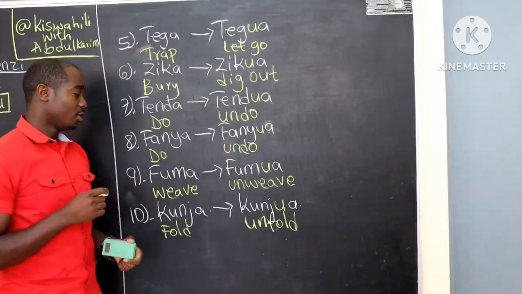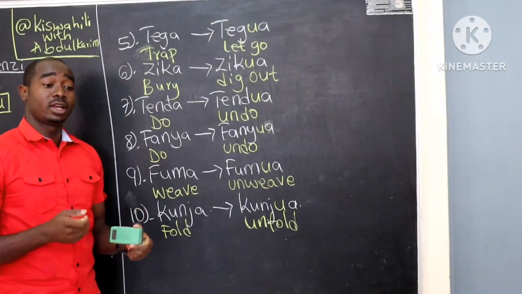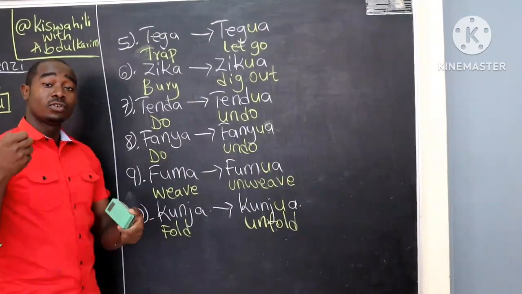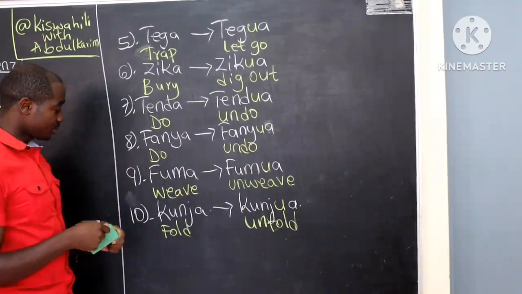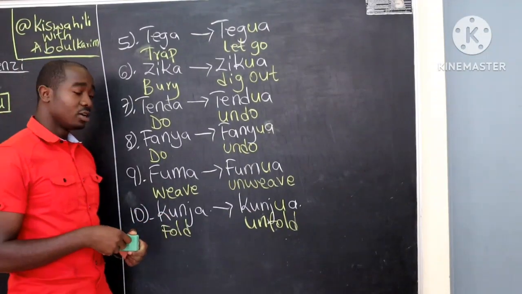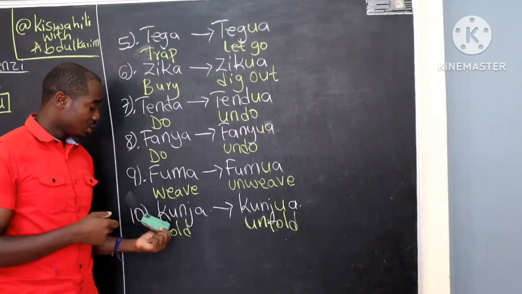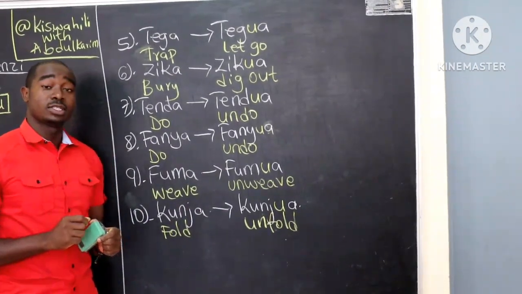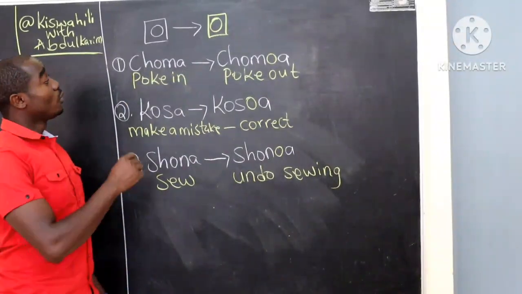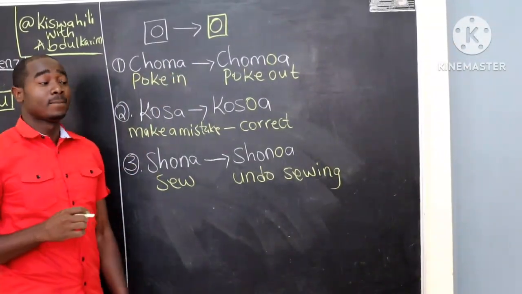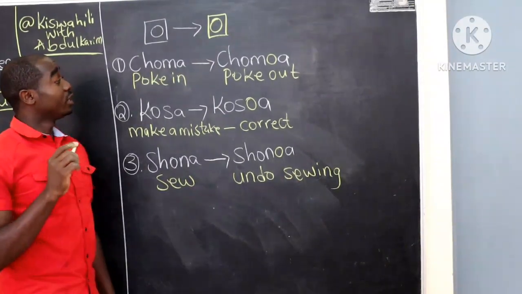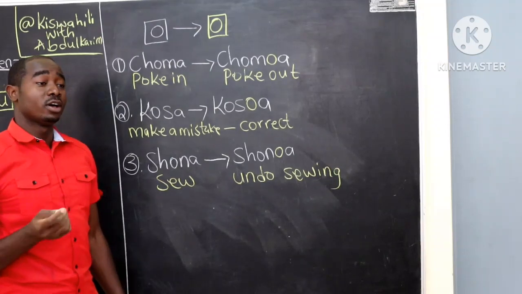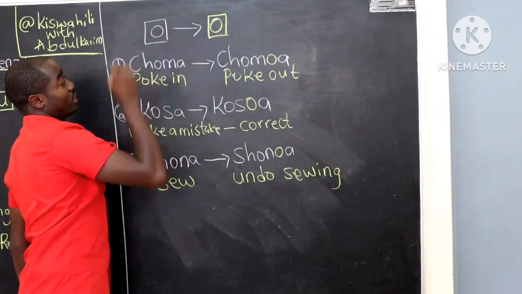Fuma, fumua. Fuma, to weave. Like when you are weaving a cloth, a sweater, you know. To unweave, you remove the threads. Kunja, kunjua. Kunja, to fold. Kunjua, to unfold. We have this for this part here. Or when the root of the verb has O, we add O between the last vowels here.